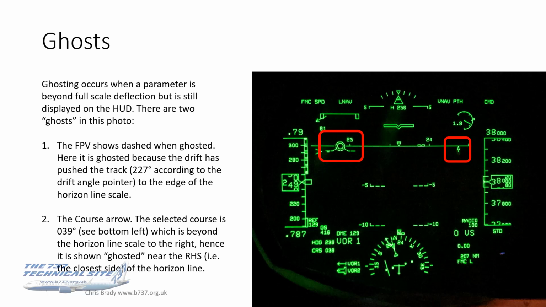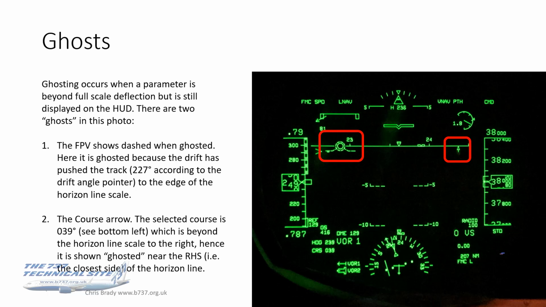All right, ghosting. I mentioned it earlier, but I've got a couple of examples on screen here, and a slight difference in display when ghosting occurs. So what is ghosting? It's when a parameter is beyond the full scale deflection, but it's still displayed on the HUD. Now there are actually 2 ghosts in this photo. The first one is the FPV. Now you see it's in dotted lines.